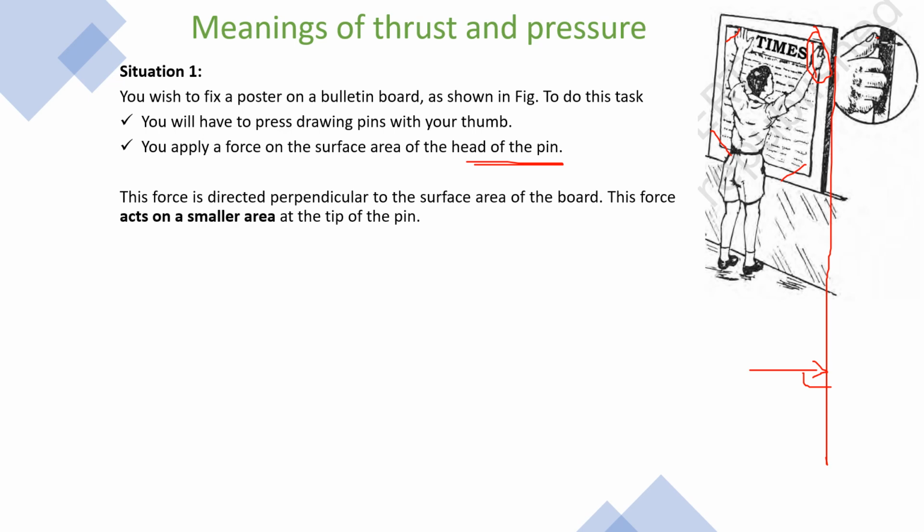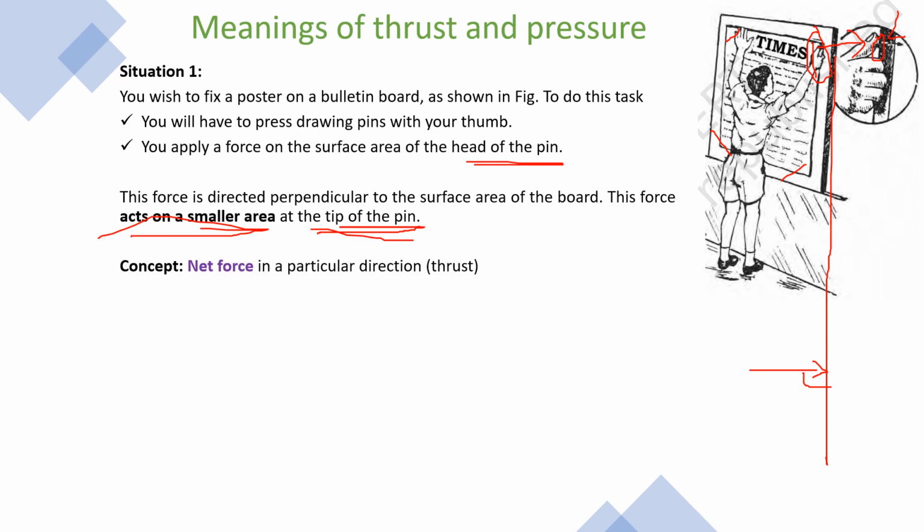This force, whatever you pressed with, acts on a smaller area. It means at the tip of the pin. Look at this, this pin is so small and its head is so small. Whatever force you're using is acting on a very small area, that is, at the tip of the pin. Two things to remember here. What are we considering? We are putting a force, and we are putting a pressure constrained to a small area. Two things.